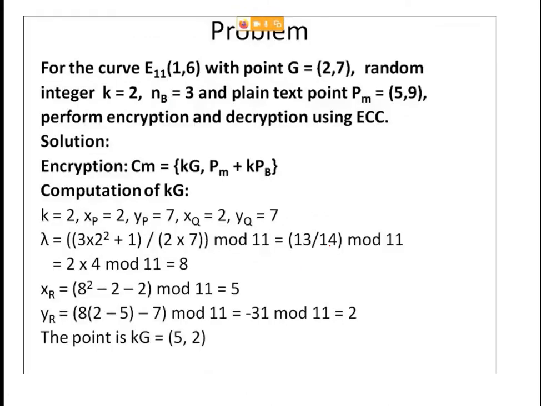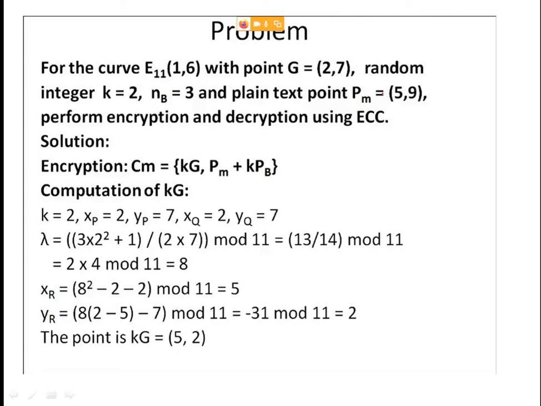Okay. So let us go with one example to calculate the ciphertext as well as to get back the plain text. The problem is like this. Find the curve E of 11, 1, 6. This 11 is nothing but a prime number, and 1, 6 are the values A and B. Then the G point is given. A random integer K is also given. Then nB, that is the private key of B, is also given. The plain text point is also given. So we need to perform the encryption and decryption operations using ECC.